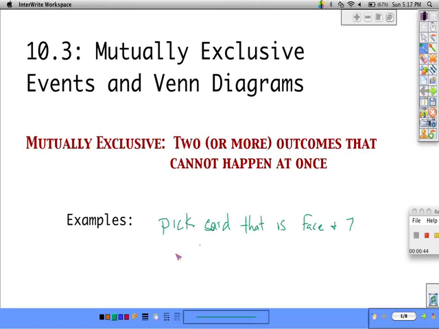An example that was given in class was making a free throw and missing a free throw. You can't do both of those at the same time. But there are two events, two outcomes that can't happen at one time.